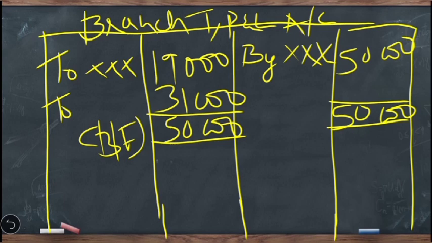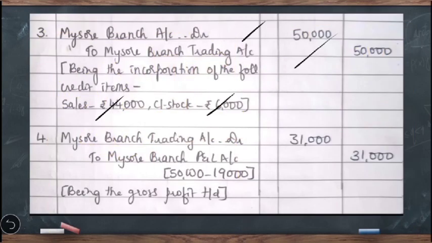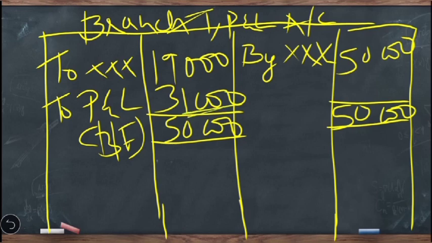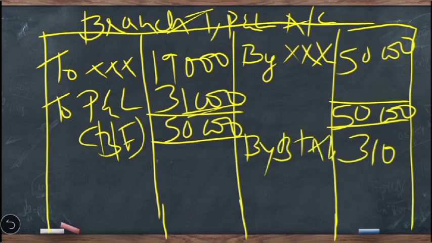So the entry will be branch trading account debit to branch profit and loss account, being the transfer of gross profit. The same entry is written here: Mysore branch trading account debit to Mysore branch profit and loss account, amount is 31,000. Now this 31,000 should be brought down to the next section by writing "By branch trading account", that is 31,000.